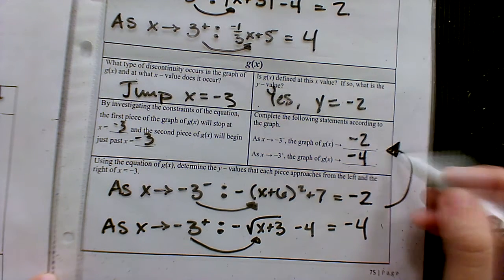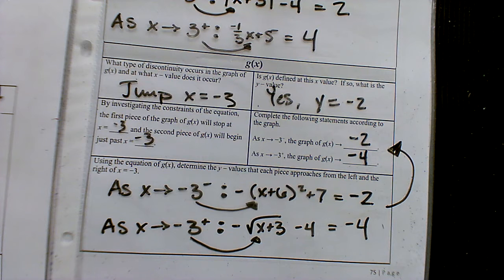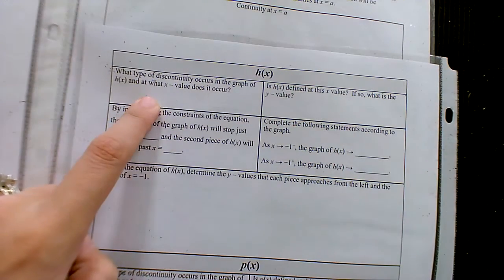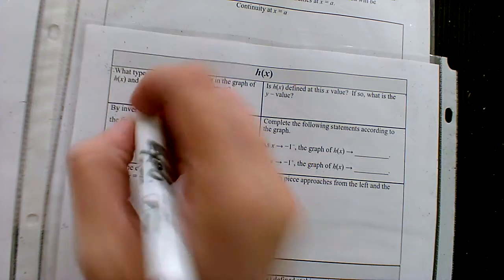But eventually we're going to get away from the graph. How are we doing so far? Okay, let's go ahead and try the next few. So h of x at the bottom. On Friday, what did we say we had as our discontinuity? Yeah, hole at -1.